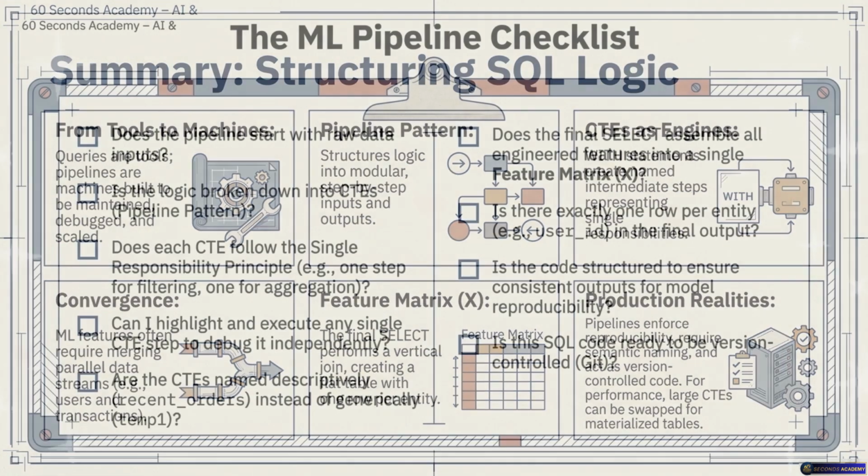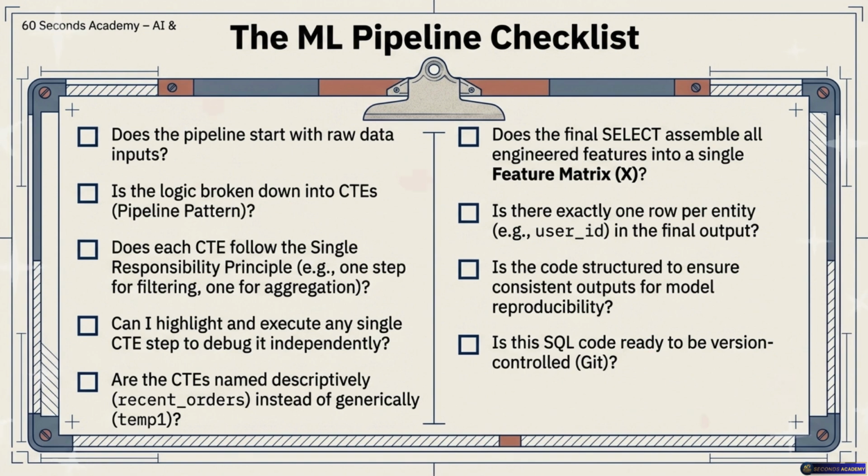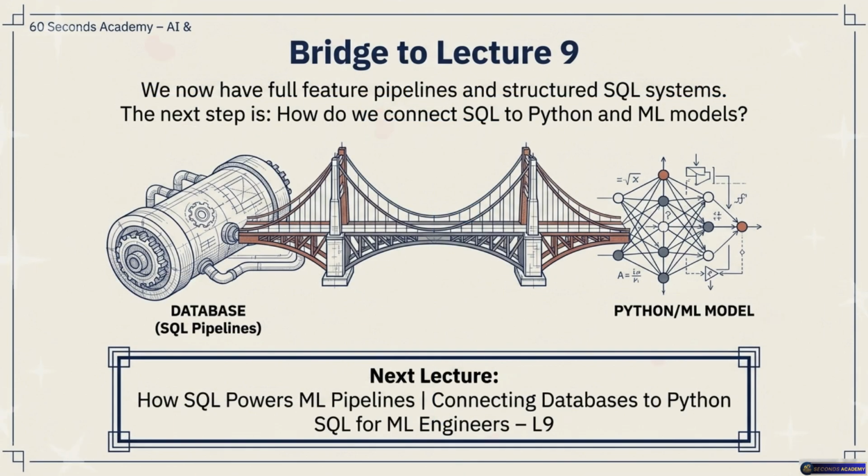We really did. And now that we have these full feature pipelines and beautifully structured SQL systems, the obvious question is, what do we physically do with them? Which sets us up perfectly for our next step. Yes, it does. In Lecture 9, we are going to tackle exactly that. How do we actually connect this highly structured SQL database to Python? How do we ingest this feature matrix into our machine learning models to start making predictions? That is where the actual artificial intelligence gets built, and it's incredibly exciting.